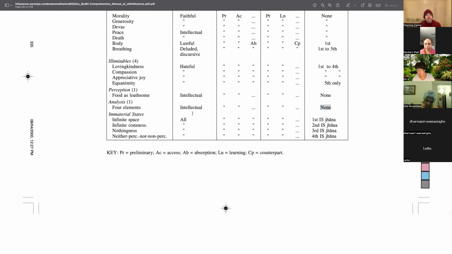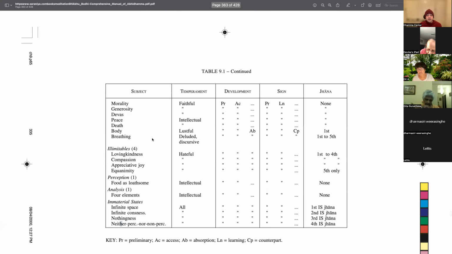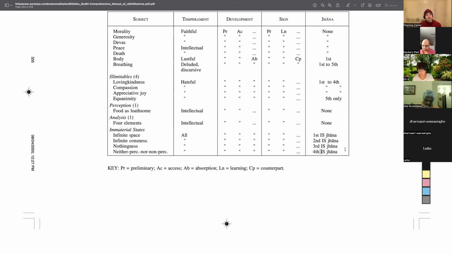Then we have the immaterial states: infinite space, infinite consciousness, nothingness, neither perception nor non-perception, right? All of which go far beyond the first, second, third, fourth jhana experiences, of which the jhananga, the features, are upekkha and ekagatta, right? Ekagatta. Is that clear? Does anyone have any questions?